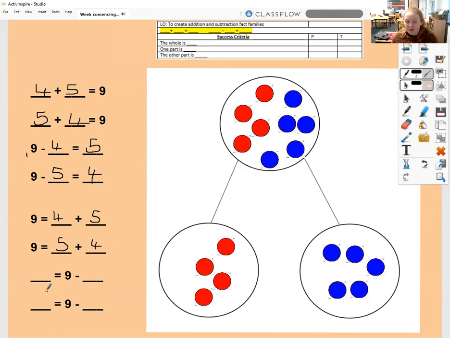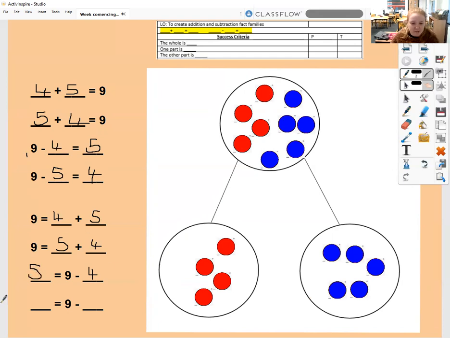Brilliant. Oh, looking a little bit trickier now. So we've got another subtraction number sentence. So let's start with our whole. So our whole is 9. 9 subtract our first part. So here's our whole, 9. It's going to subtract our first part, which is going to be 1, 2, 3, 4. 9 subtract 4 equals our remaining part. So if this is our first part and this is our whole, this becomes our remaining part. 1, 2, 3, 4, 5. So 5 equals 9 subtract 4.